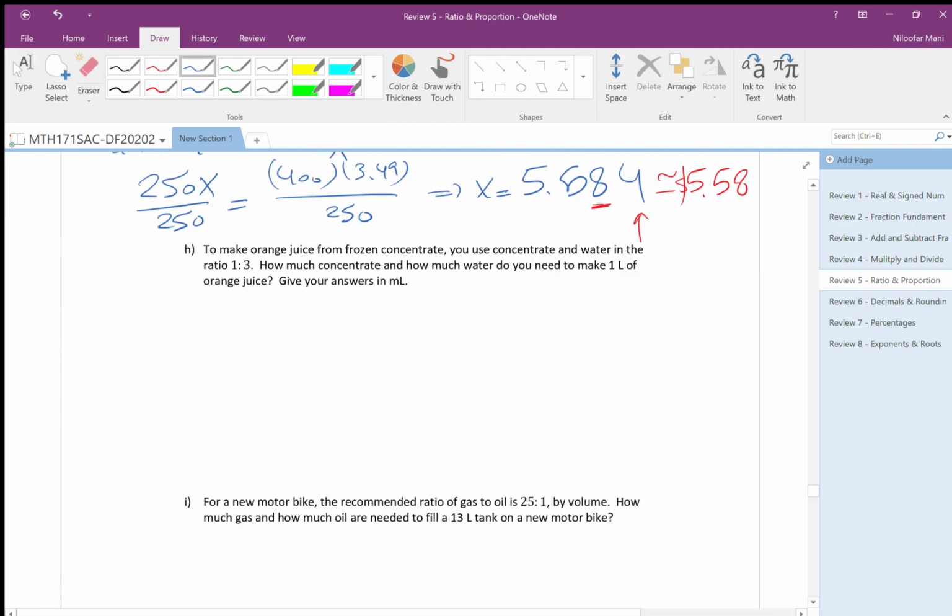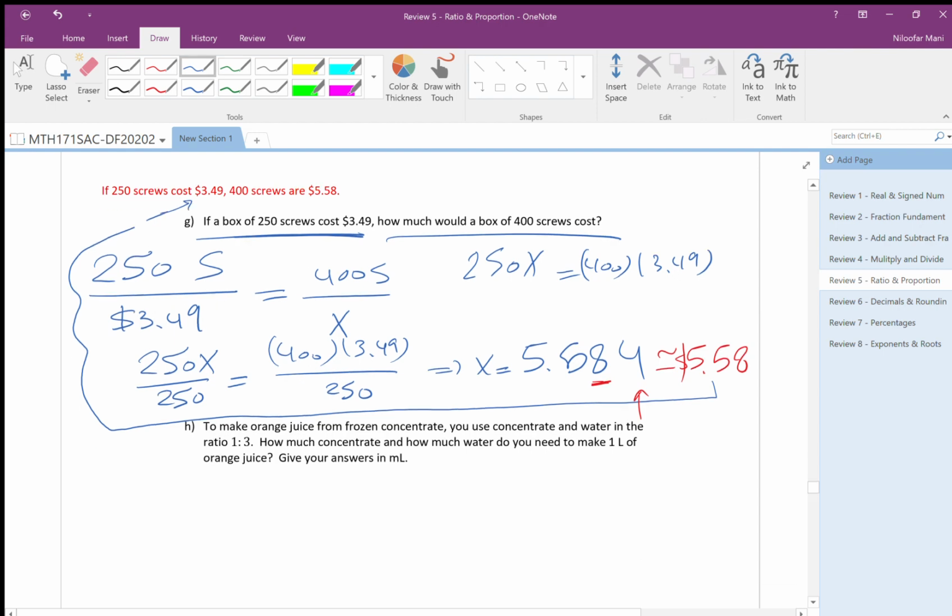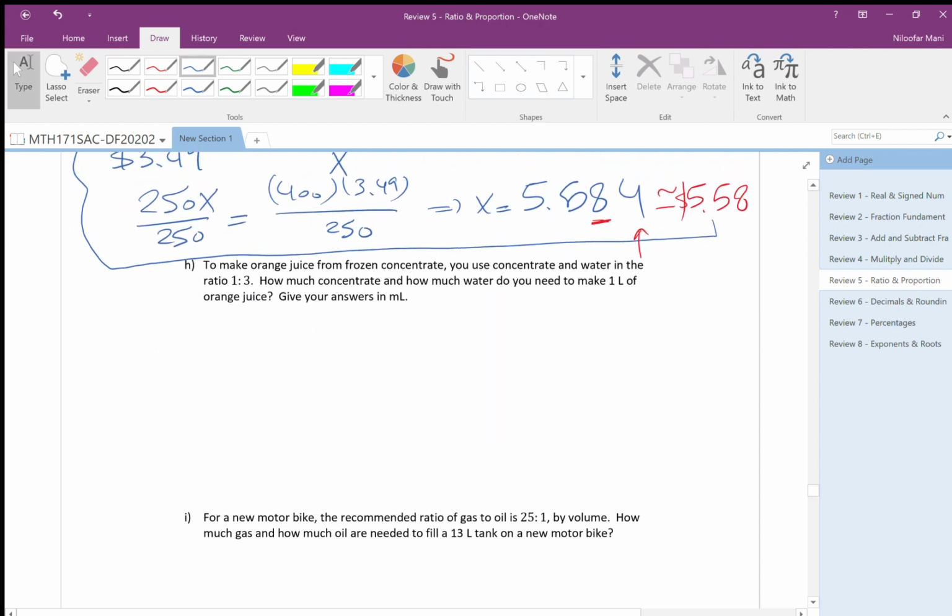To make orange juice, maybe I need to be much more careful. Okay, to make orange juice from frozen concentrate, you use concentrate and water in this ratio. Remember, this is the first ratio, the first information. How much concentrate and how much water do you need to make 1 liter of orange juice? That's a very, very good question. So I use one concentrate and then I use 3 water. What if I use 1 cup, 3 cups of water? If I use 1 liter, 3 liters.